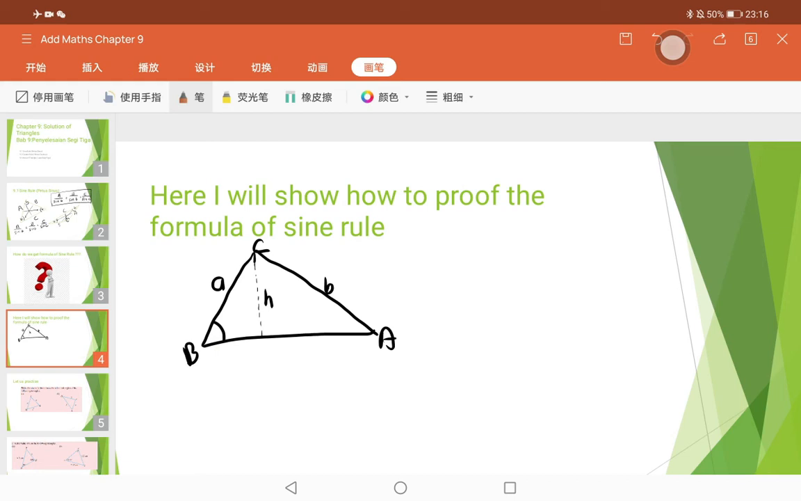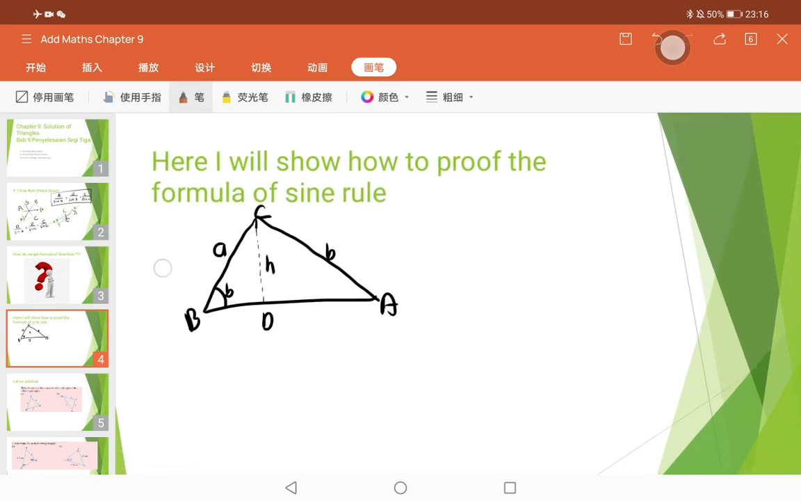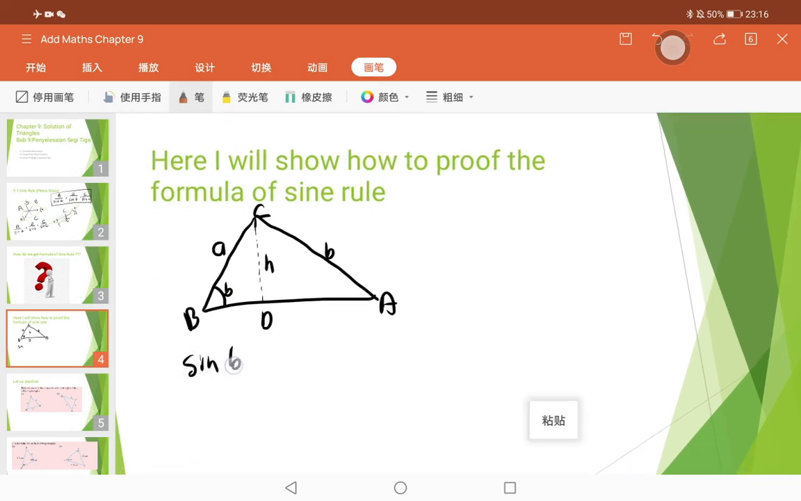So how do we get it? So first thing, we have to see the triangle BCD. So how do we find the angle here, sine B? If sine B is opposite over hypotenuse, so it is H over A. So therefore we make H as our subject here. H equals to A sine B. Okay, this is my first equation.